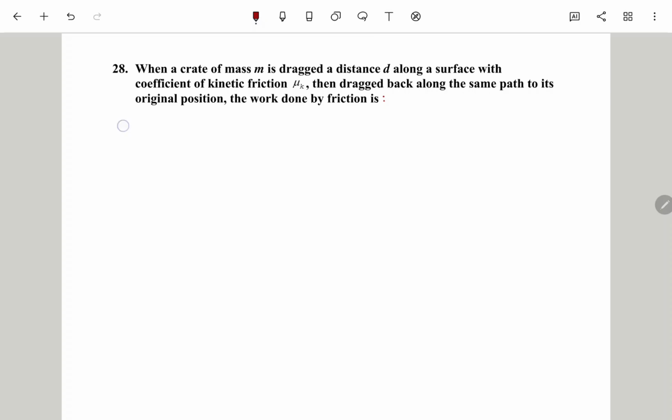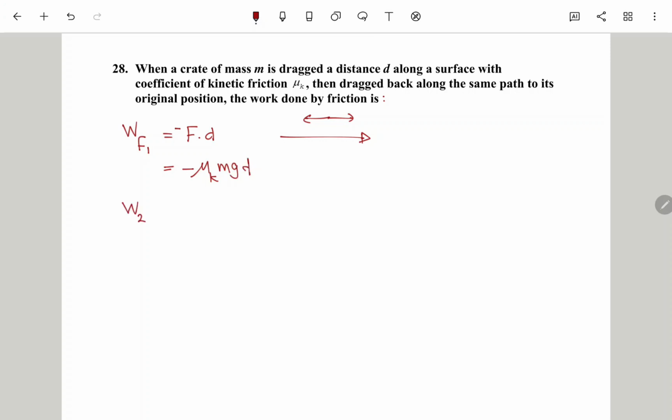So let's see, work done by the force is equal to F dot d. Let's assume that the object is moving this way here. Now the displacement is in this direction, and the frictional force is in this direction, and the angle between them is equal to 180. Cosine 180 is minus 1, so the work done by the force 1 here is equal to minus F d, or equal to minus mu k mg d.